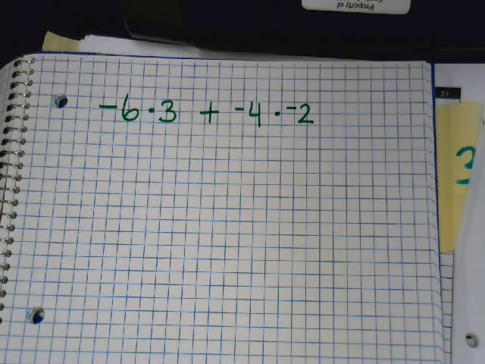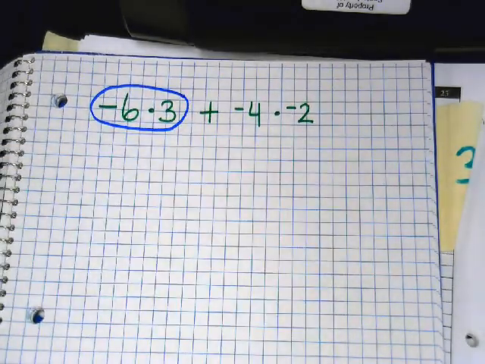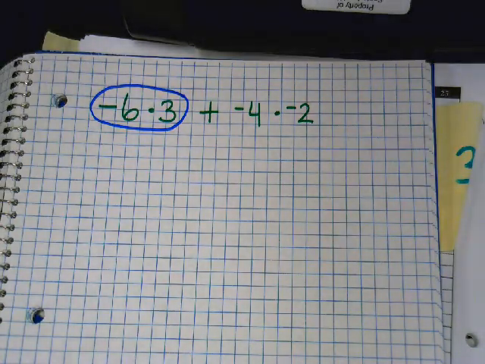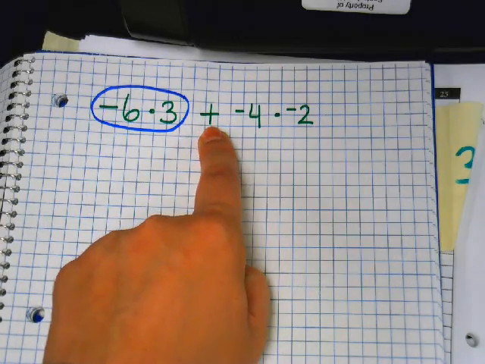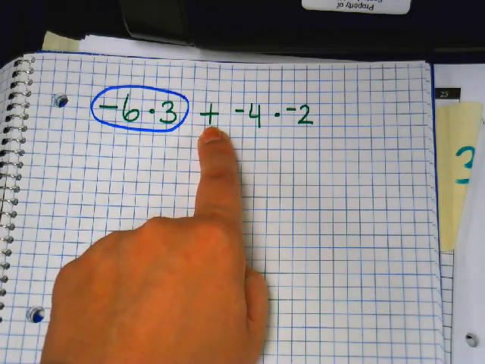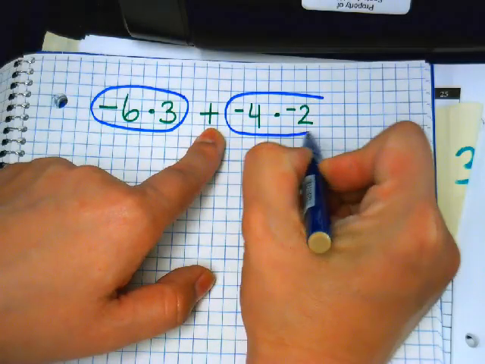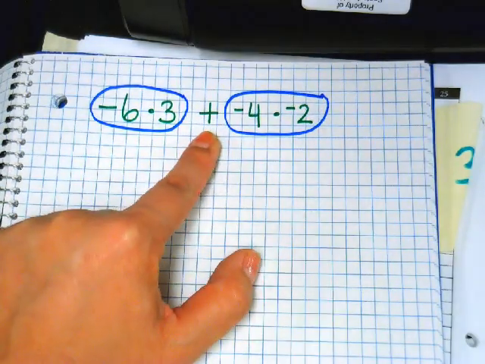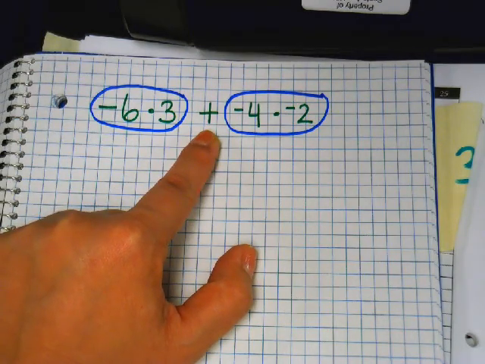Are we still going to be circling? Yes. So, you circle the numbers with multiplication and division. A negative 6 is not a minus 6, so you circle it. I cannot circle this addition problem. Then I'm going to circle the negative 4 and the negative 2. Those get circled. The only thing not circled is your addition and subtraction sign.